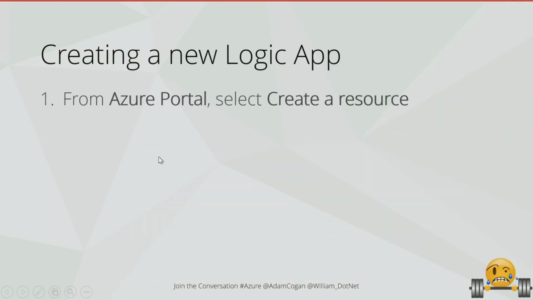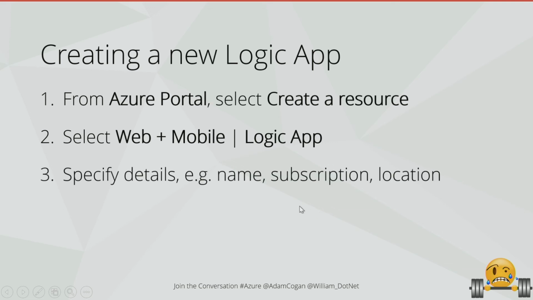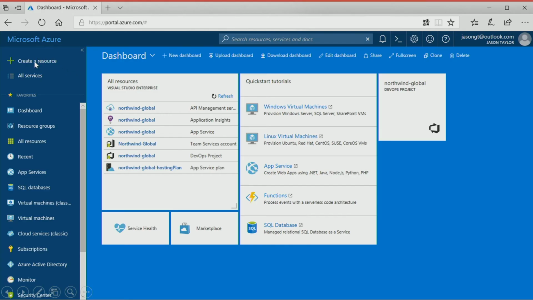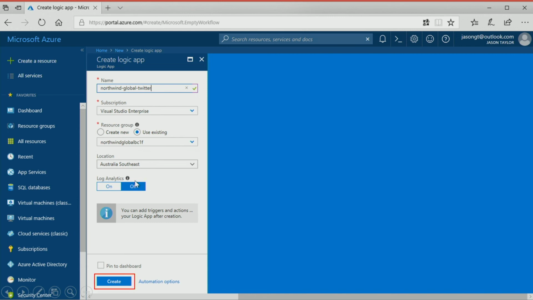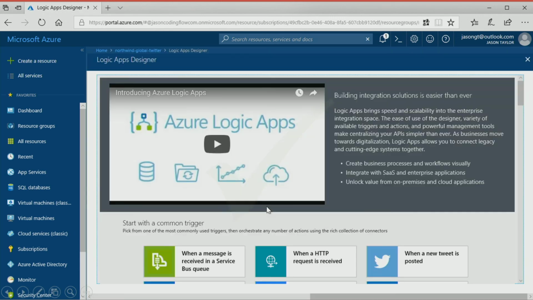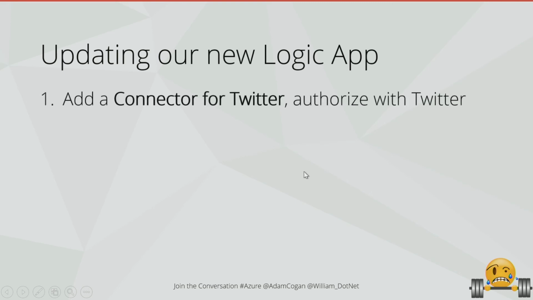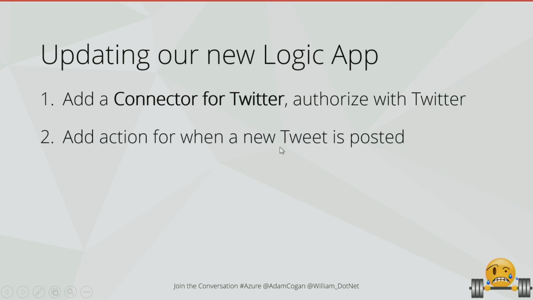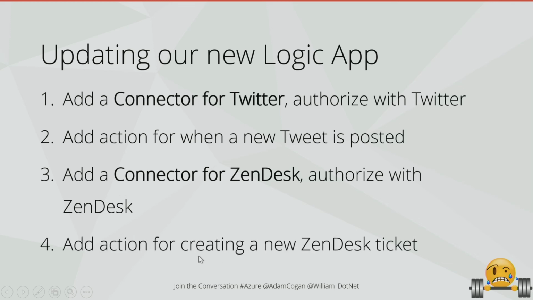So let's summarize that. We went to the portal, we clicked create a resource, we entered Logic app, and then from that point on, it was just enter a few little details, press create, and the UI went like this. Create a resource, click this, Logic app, enter some details, and you'll notice that is pretty quick. And then this popped open, we got this UI, and we clicked, when a new tweet is posted, we followed that. And then to update our Logic app and put the logic behind it, we connected to Twitter in our case. We added an action for when a tweet is posted. We added a connector with Zendesk, and that action happened.